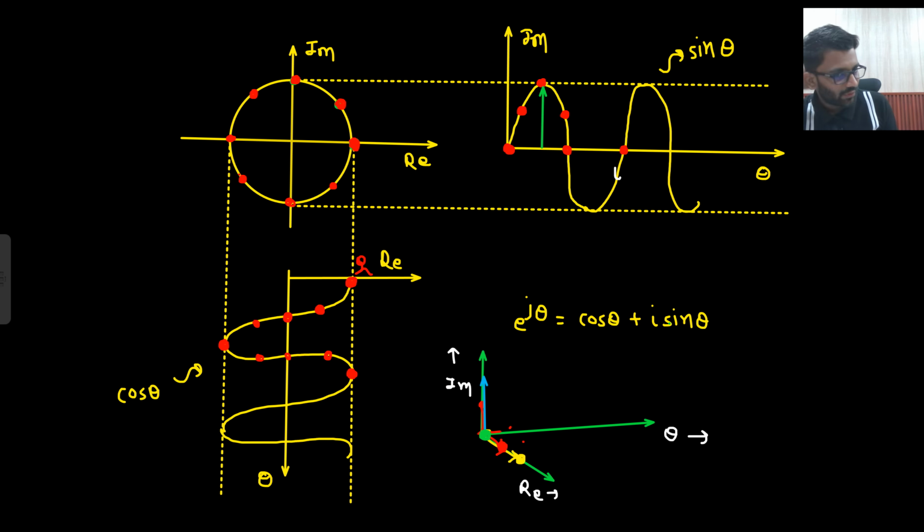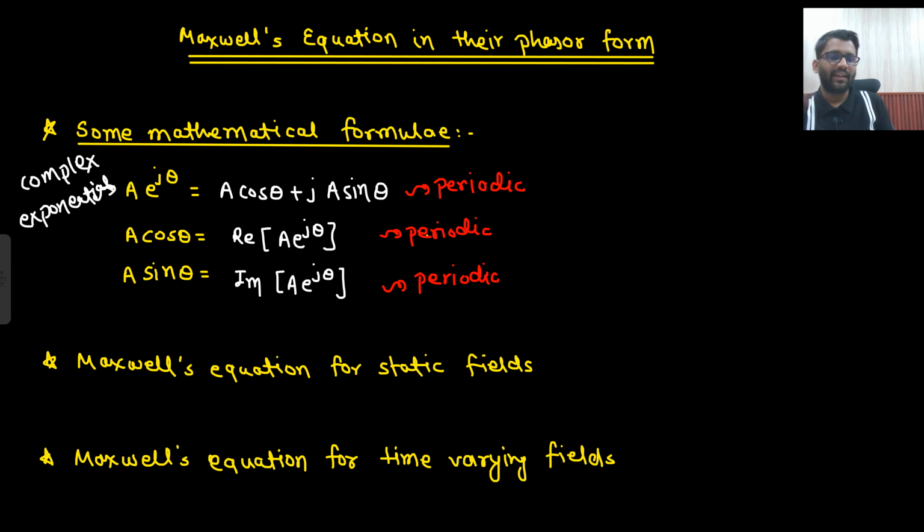Yeah, so let's move to our next topic. From this slide, the conclusion is that A cos theta is periodic, A sin theta is periodic, and A e to the power j theta is also periodic.